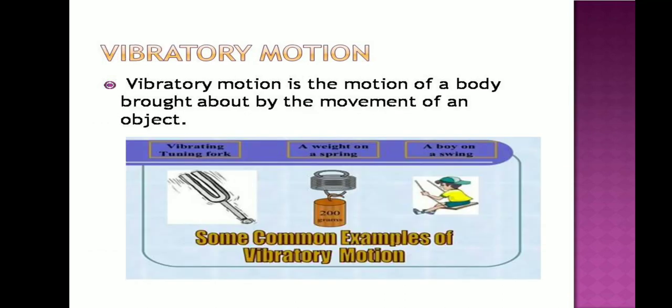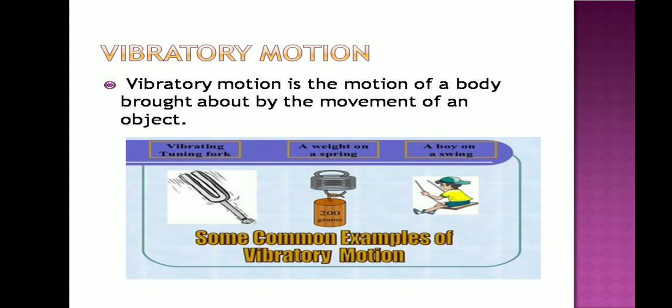Vibratory motion. Vibratory motion is the motion of a body brought about by the movement of an object. That is called vibratory motion. Some common examples of vibratory motion are a vibrating tuning fork, a weight on a spring, a boy on a swing.